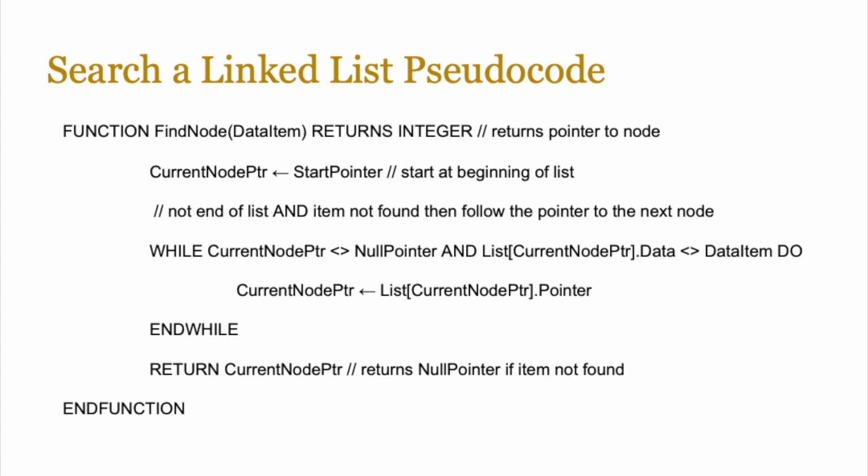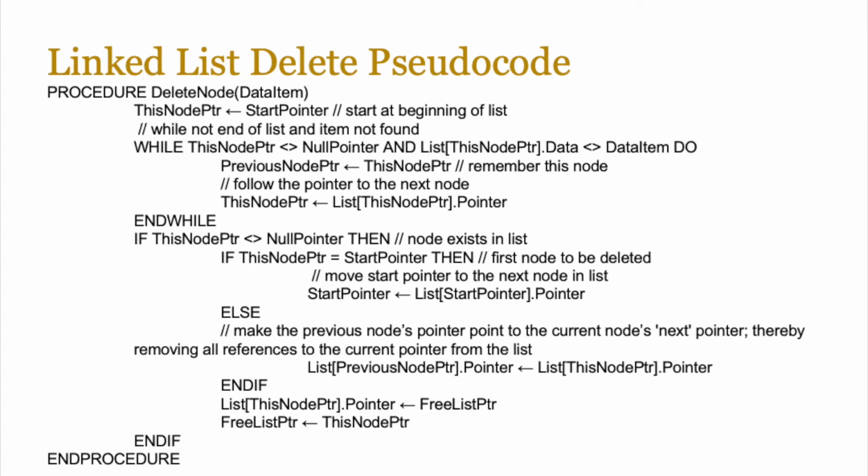Another operation that you could do on a linked list is to delete a particular data item that's stored in a linked list. Now in this particular case, we're going to set up a procedure called delete node, and the data item is going to be the parameter we pass to it. We're going to start again by setting the this node pointer to the start pointer, because we're going to start at the beginning of the list to check whether the item is in there.